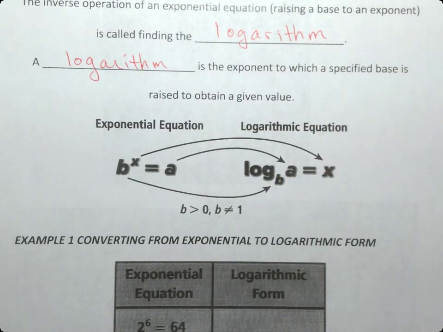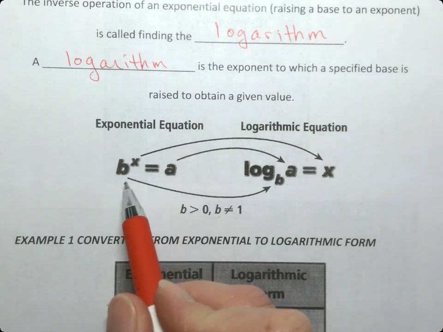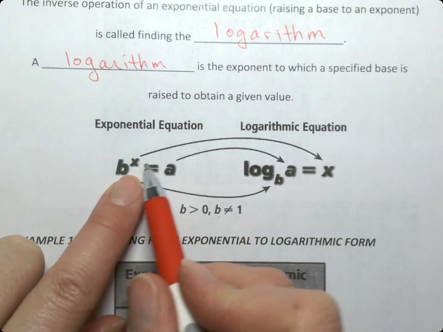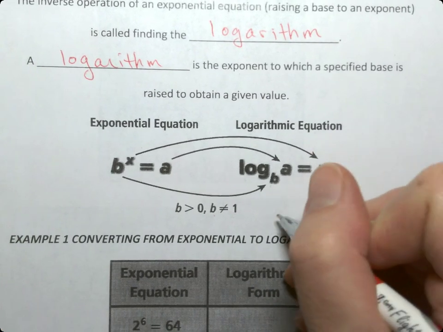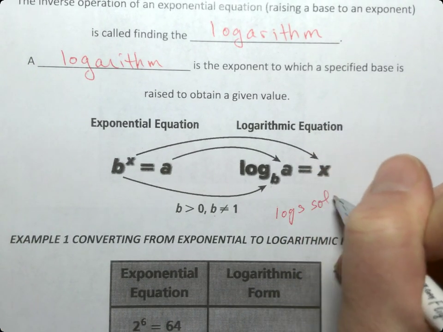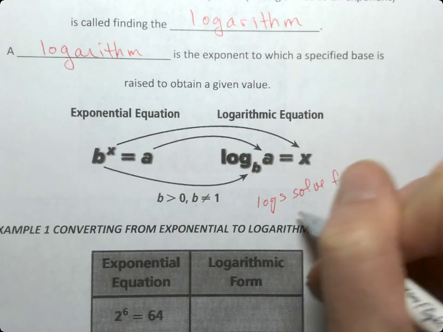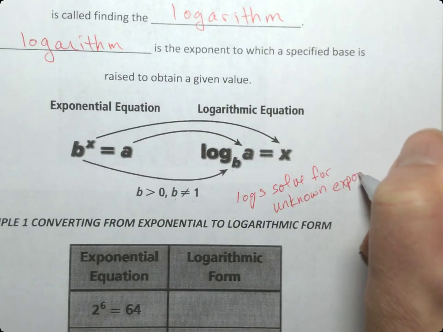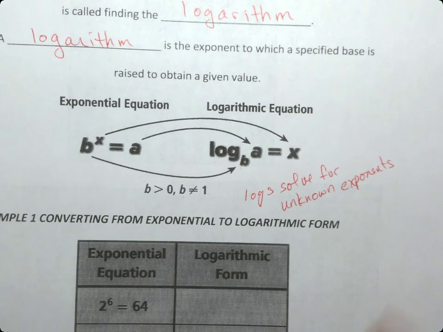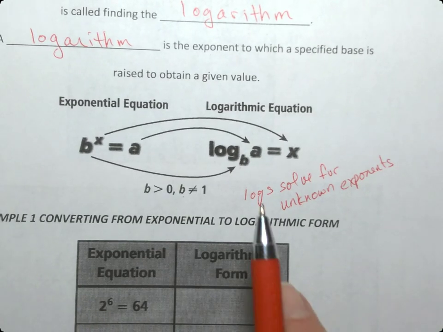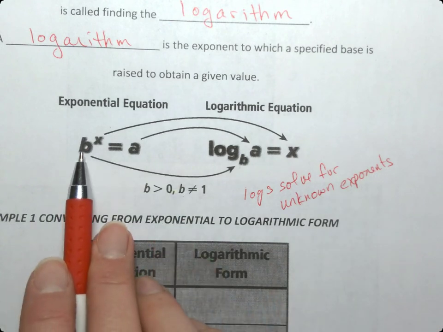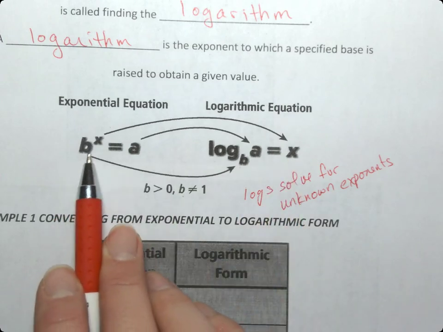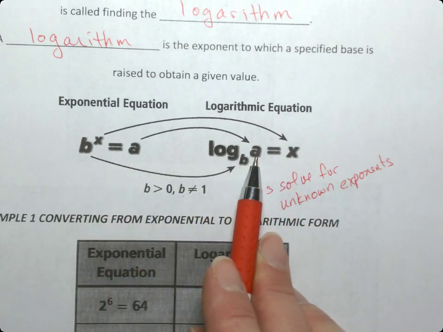But I need you to be able to transfer this. So the base of your exponent becomes the base of your log. The power on your exponential function is the answer to your log. So I'll say this again. Logs solve for unknown exponents. That's the whole purpose of logarithms, is to help find an unknown exponent. So the base is the base, the power becomes the answer, and what you had as your answer is what you're taking the log of. You're trying to break it down.